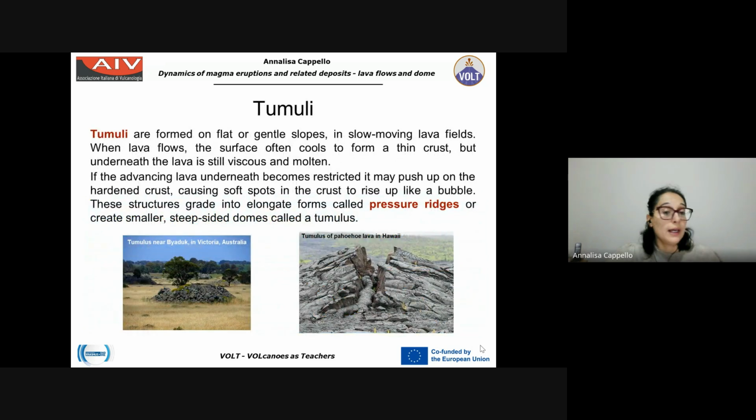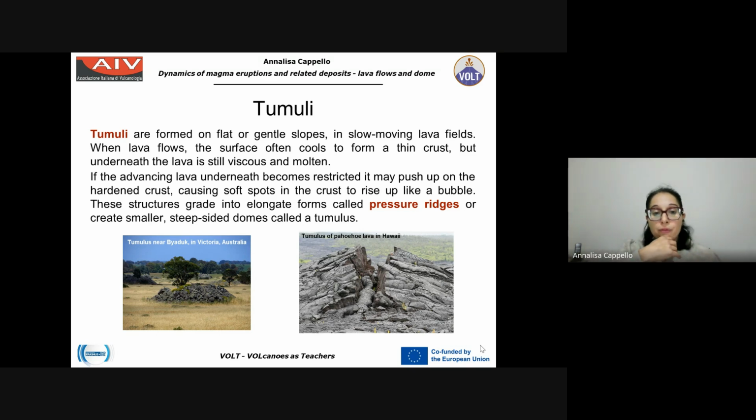Okay, tumuli. Tumuli are formed when the lava flow reaches flat or gentle slopes. Lava flows that are slow moving. So when the lava reaches these gentle slopes, it becomes too cool and forms a thin crust, even if under the crust the lava is still viscous and molten. So the lava starts to push the crust, which rises up like a bubble.